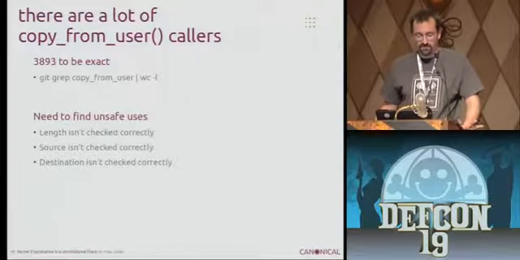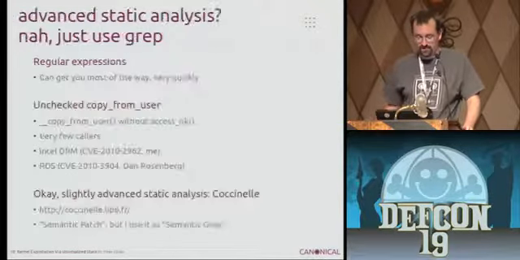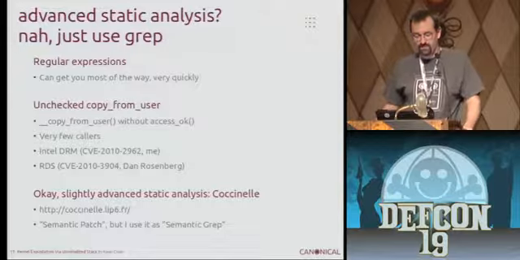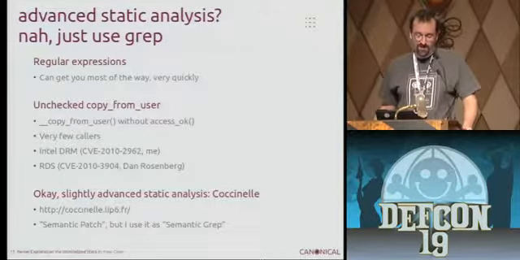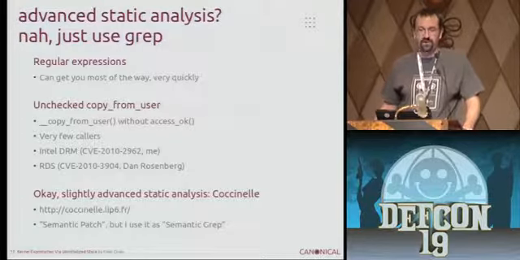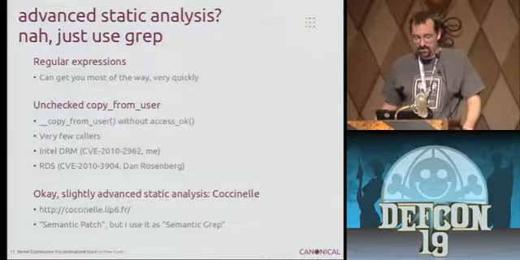But I'm looking for things where length isn't checked, source isn't checked, destination isn't checked, all that. We don't really need advanced static analysis. grep will work most of the time. In fact, there's a version of copy_from_user that does not perform access checks at all. There were very, very few callers of that, and one of them was in Intel DRM, another one was in RDS.